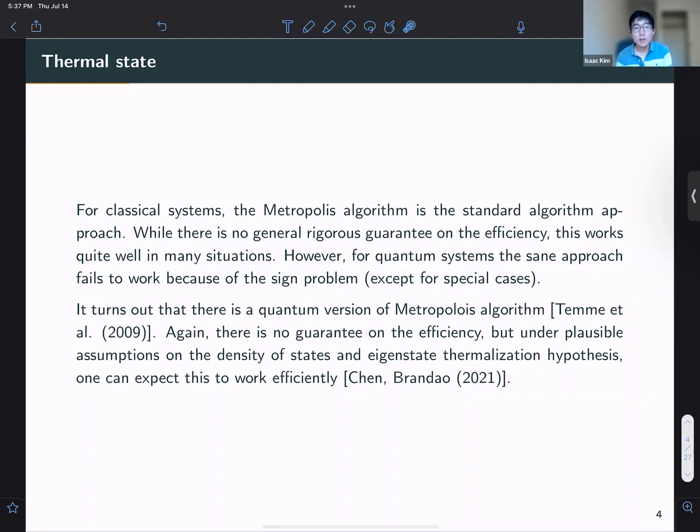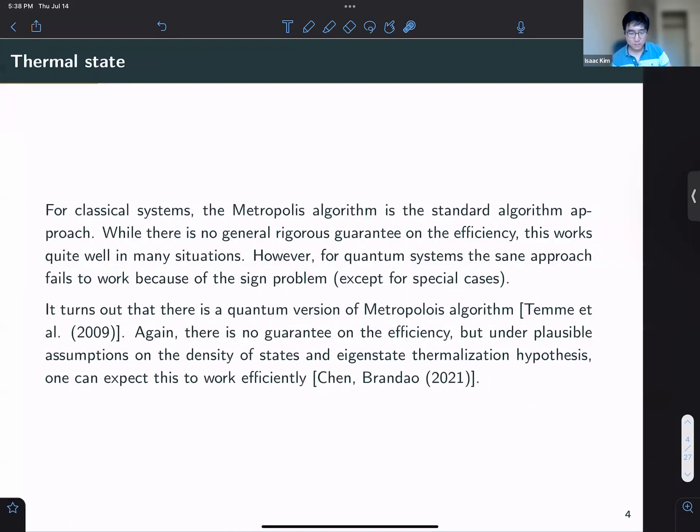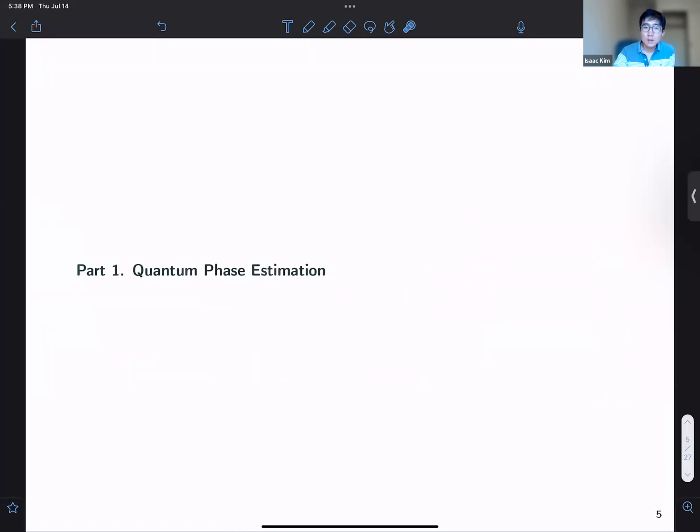So you might ask if there's a quantum version of the Metropolis algorithm, and the answer is yes. Again, there's no guarantee on the efficiency, but under some plausible assumptions, like the eigenstate thermalization hypothesis, you can expect this to work efficiently. In all of these works, I should say that there are no general purpose efficient algorithms, but there are algorithms which find either the ground state or prepare a thermal state under some conditions.